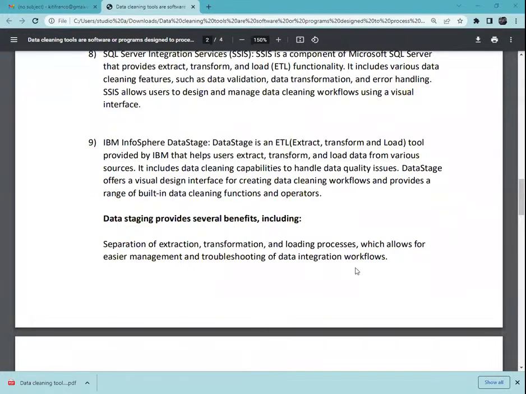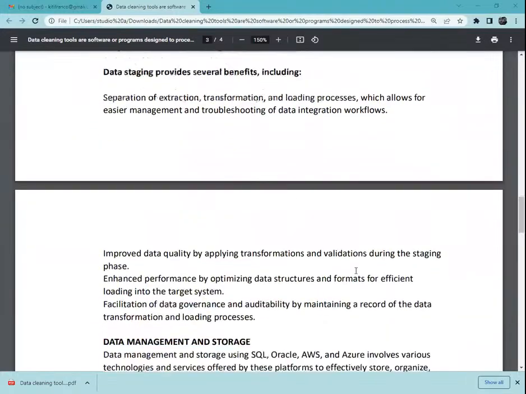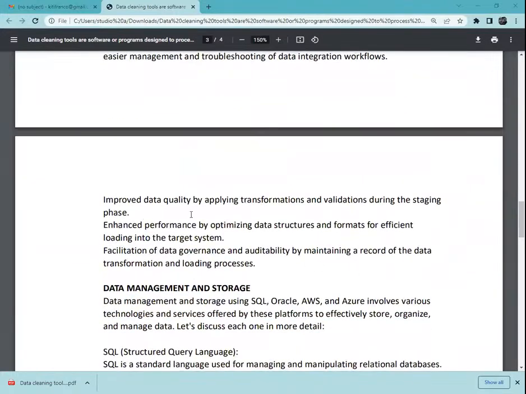So troubleshooting, of course, remember when you are trying to integrate various software, you could have issues in between. How do you resolve those problems? That is what we call troubleshooting. Improved data quality by applying transformations and validations during the staging phase. Enhanced performance by optimizing data structures and formats for efficient loading into the target system.